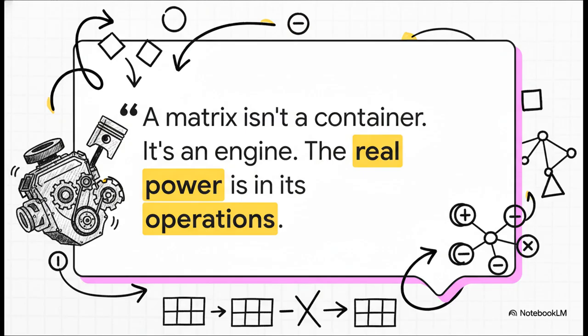The real, true power of a matrix isn't in its ability to just store data, but in the operations you can perform on it: multiplication, inversion, transposition, you name it. These operations are the engine. They're what transform the data, allowing us to solve huge systems of equations, model complex transformations, and uncover these hidden patterns and relationships that would otherwise be completely invisible to us.